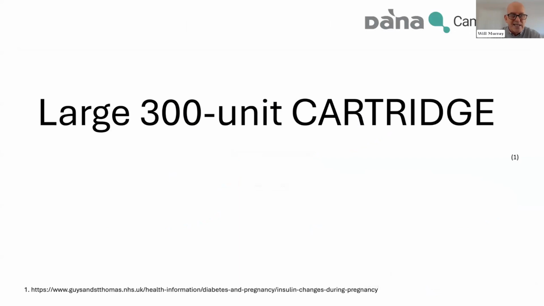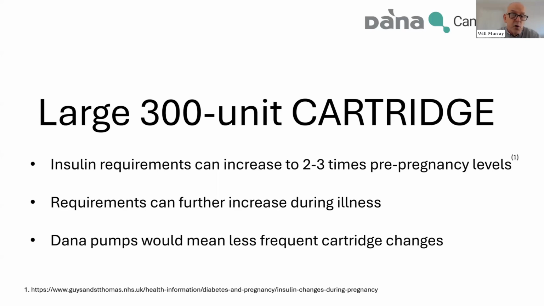So moving on to some practical aspects, the Dana pump has a 300 unit reservoir, and all of you probably know that during pregnancy, the requirements can go up quite a lot, sometimes 2 to 3 times what the pre-pregnancy levels were. And if somebody gets a bug, a cold, or a virus, that can go even higher. So from a practical point of view, because the pump does hold 300 units, they're going to be changing it less frequently than other systems.